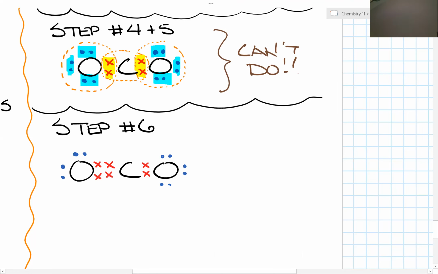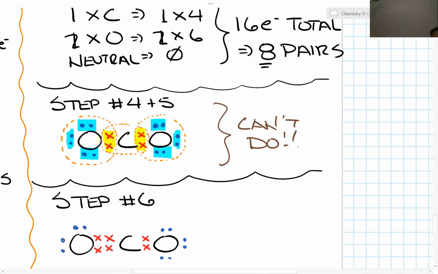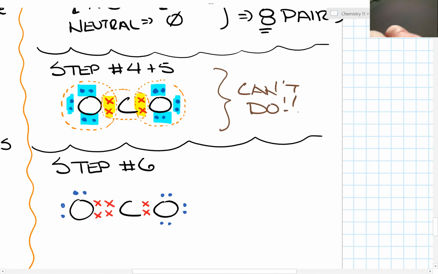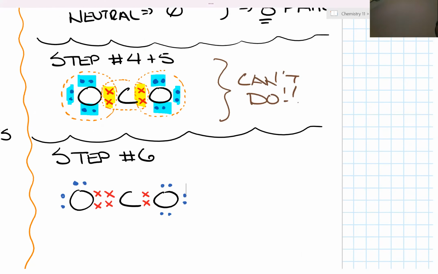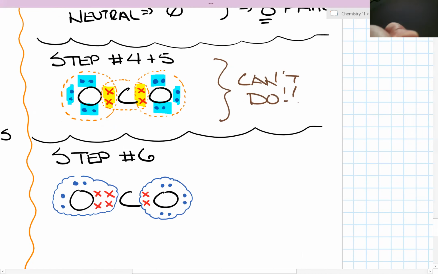Okay, notice we still have 8. If you count all the little dots and X's, we still have 8 pairs. But notice we're not having an octet. We still don't have an octet. So again, if we take a look here, we have 8 around oxygen here. We have 8 around here. And then we also have 6 around this carbon. We're getting closer.